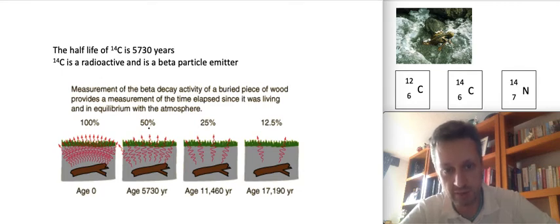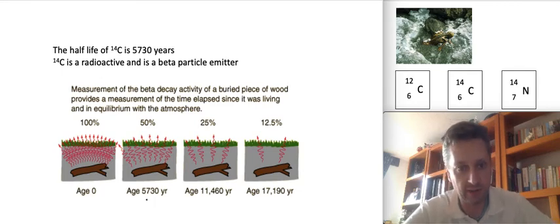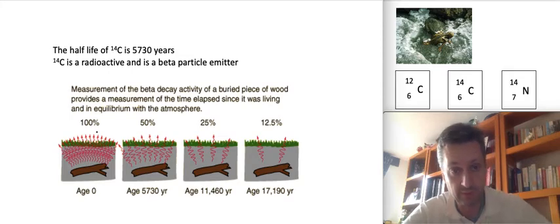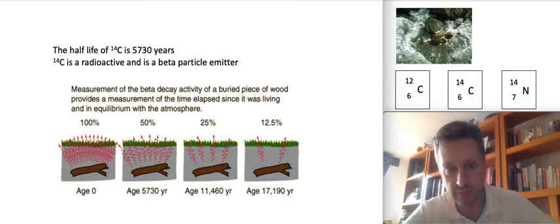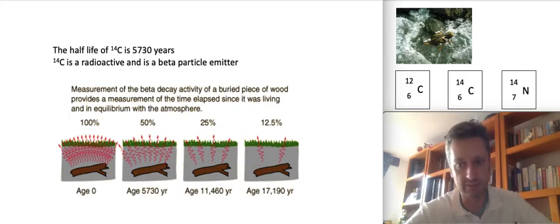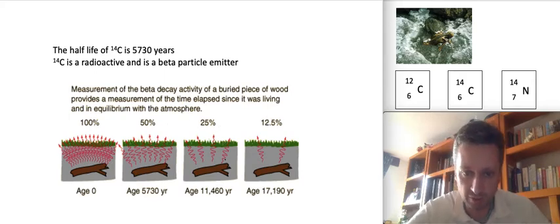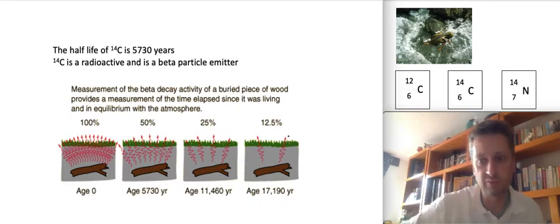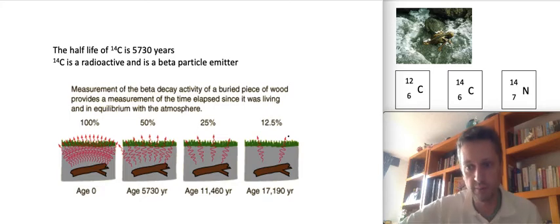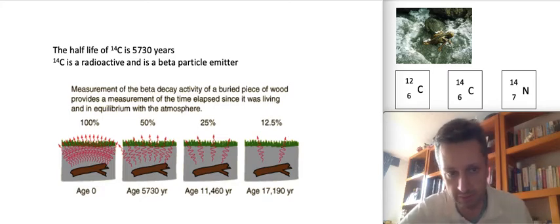The half-life of carbon 14 is 5,730 years. So it takes 5,730 years to go to 50% of the level of carbon 14 you started with. After another 5,730 years, you have 25% of the level you started with. And after another 5,730 years, you expect 12.5%. That's just half-life to half-life to half-life, as we've seen before.